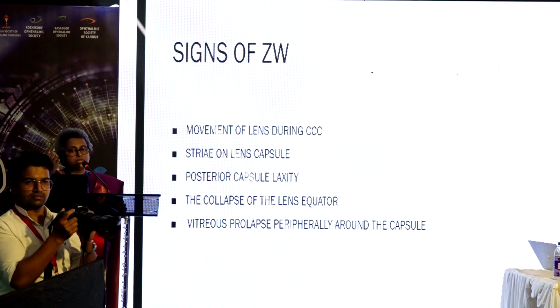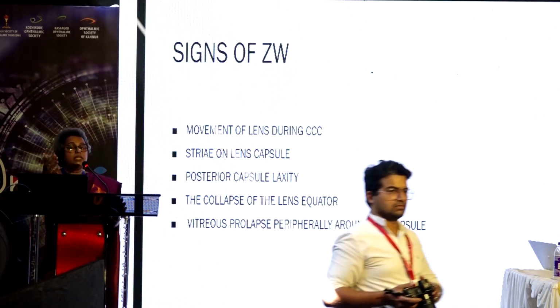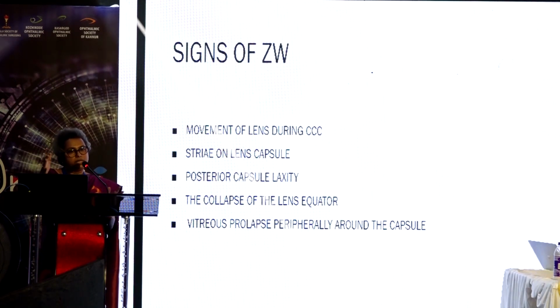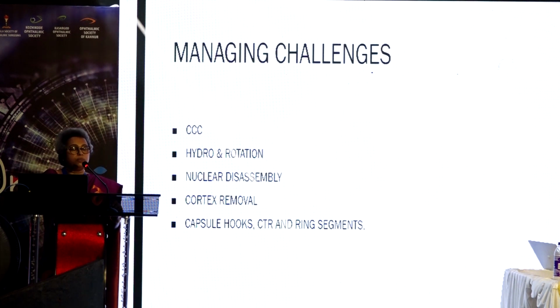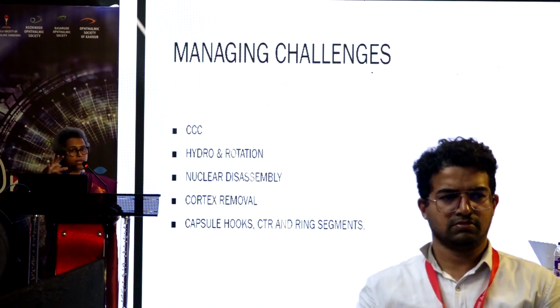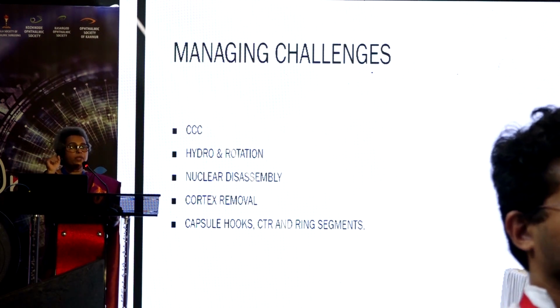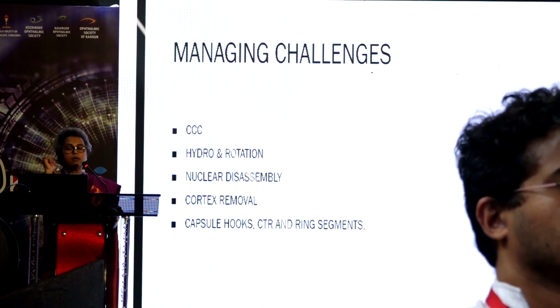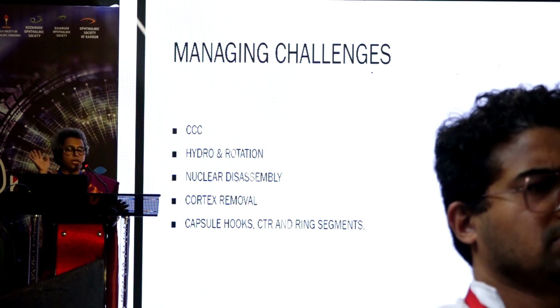In other situations, when it is a little more advanced, there can be a collapse of the lens equator while you are doing the cortical wash. And in advanced cases, of course, there can be vitreous prolapse from the peripheral areas. So what are the challenges that you need to deal with once you have identified that there is zonulopathy? Number one, how would you do the CCC? That is the first challenge.